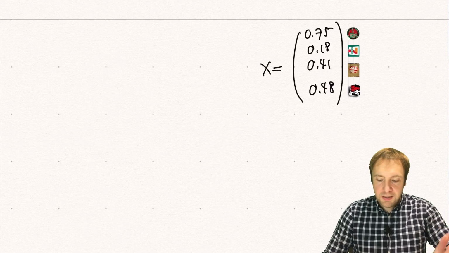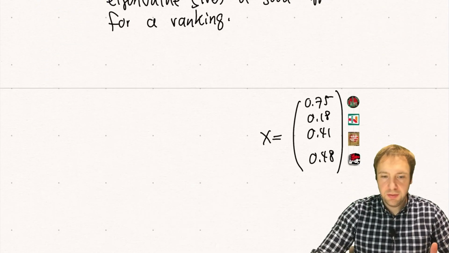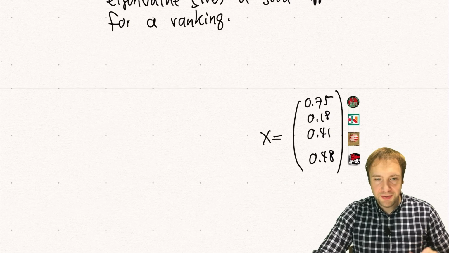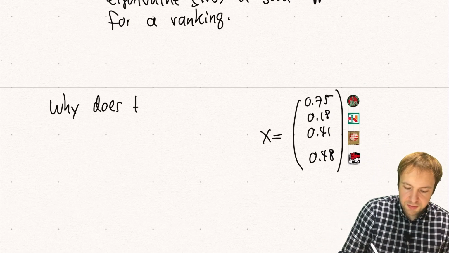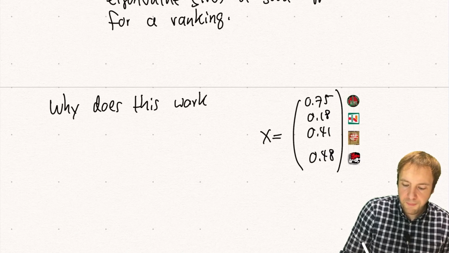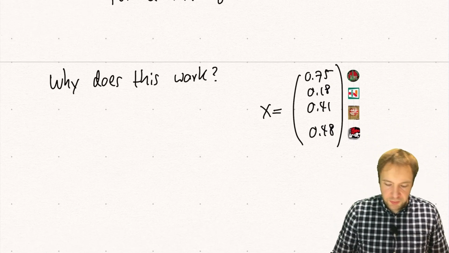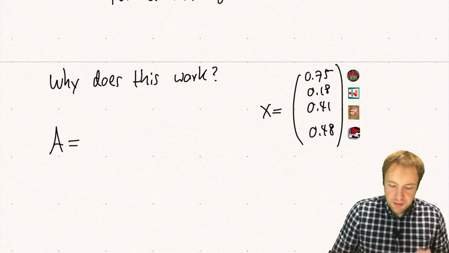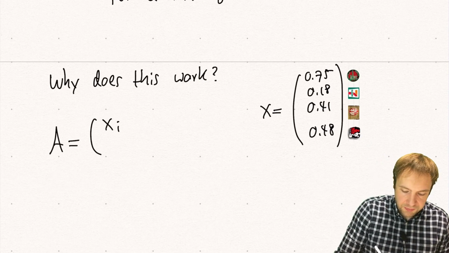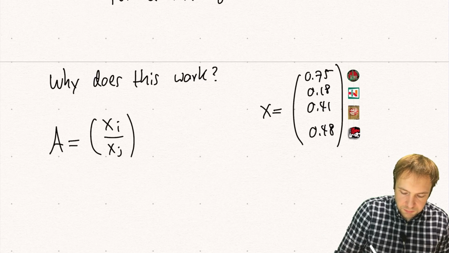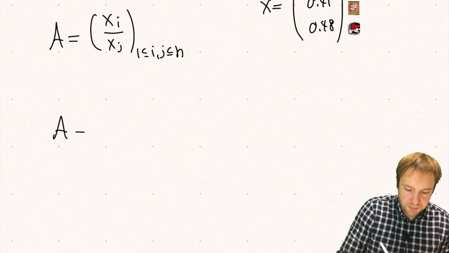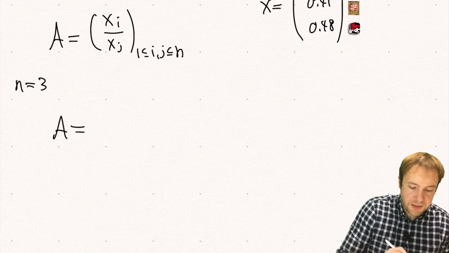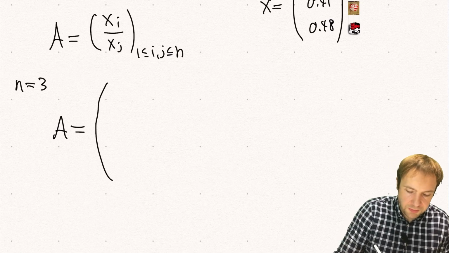And now why does this work? Well, assume that we have a matrix and the entries are really given by these comparisons. So let's say for example in the case n equals 3, how does the matrix look like?